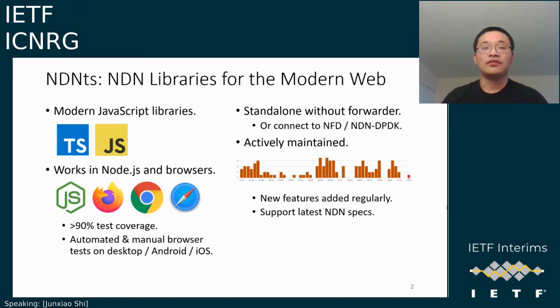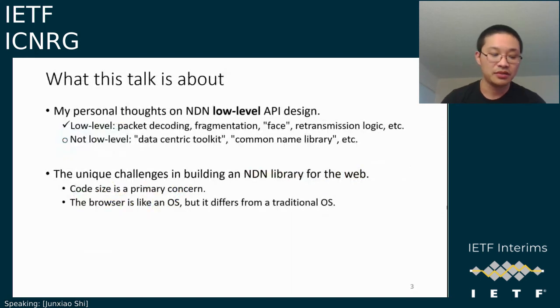NDNts is a set of NDN libraries for the modern web. It is modern JavaScript libraries. It can be used in both TypeScript and JavaScript projects. It works in Node.js and browsers, has more than 90% of test coverage with automated and manual browser testing on desktop, Android, iOS. It works standalone without a forwarder, or it can connect to forwarders such as NFD and NDN-DPDK. The project is so far actively maintained. New features are added regularly, and it supports the latest NDN specification.